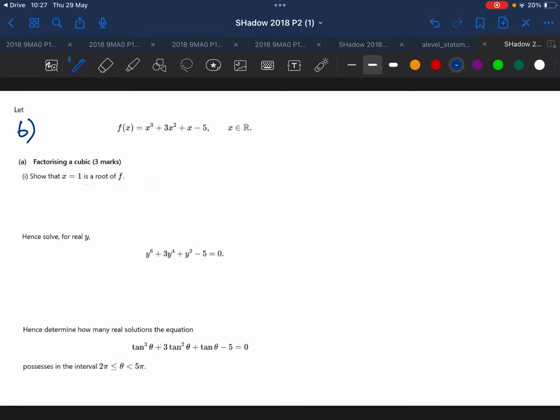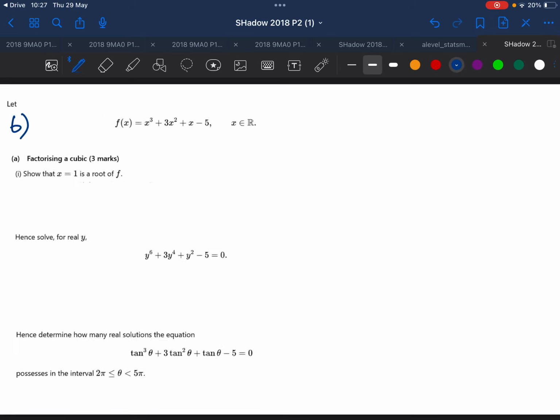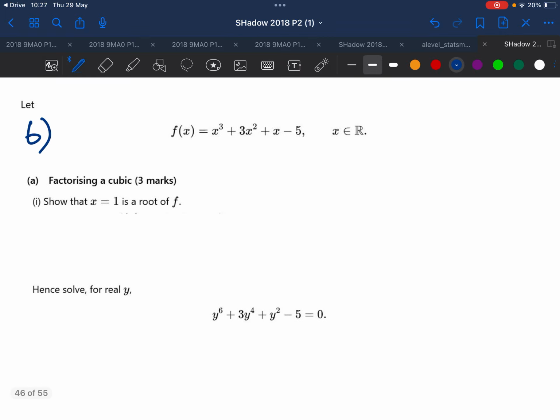Welcome to question number 6 of our shadow paper from 2018, paper 2. So first of all, it says show that x equals 1 is a root. So what we're going to do here is just sub in 1 nice and clearly. And if it's a factor, then the idea is it should be equal to 0.